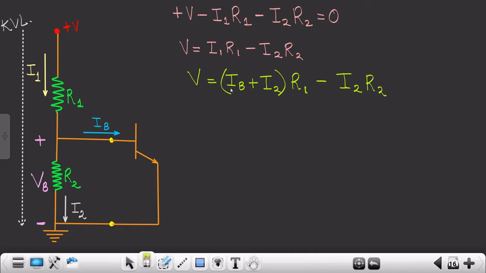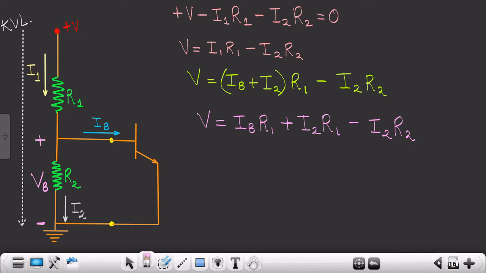Then we need to multiply these currents with this resistor R1. So V would be equivalent to IB into R1 plus I2 into R1 minus I2 into R2.